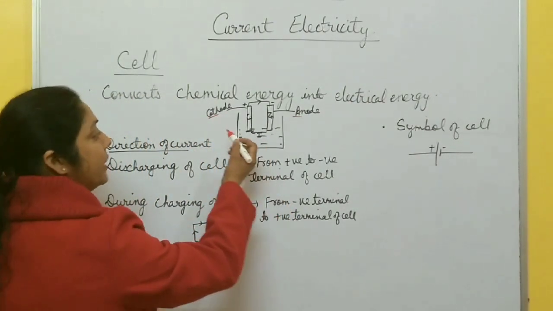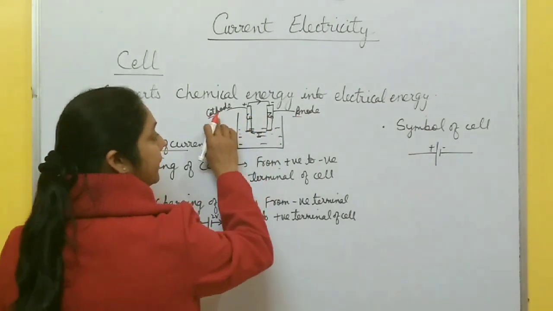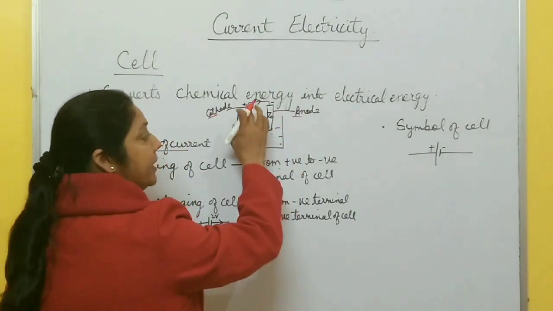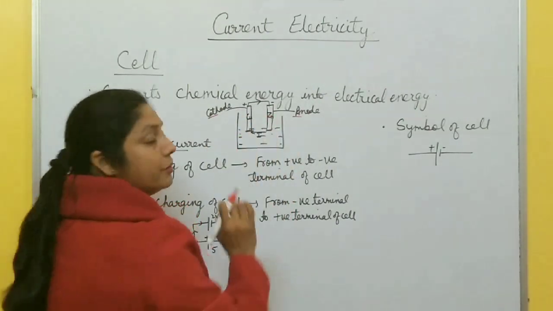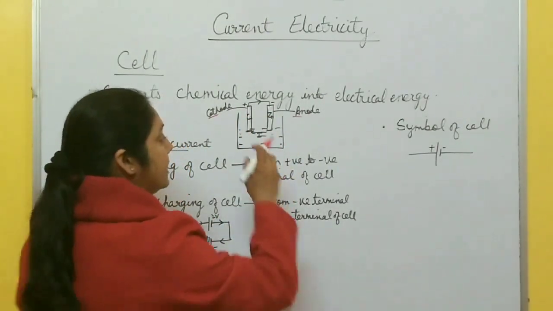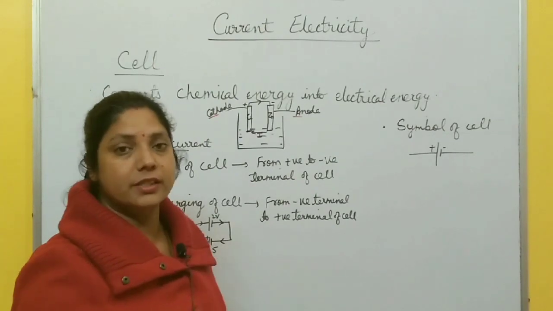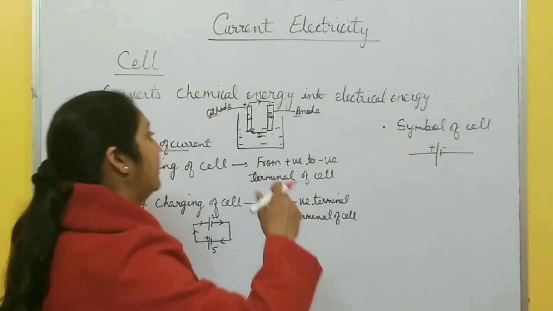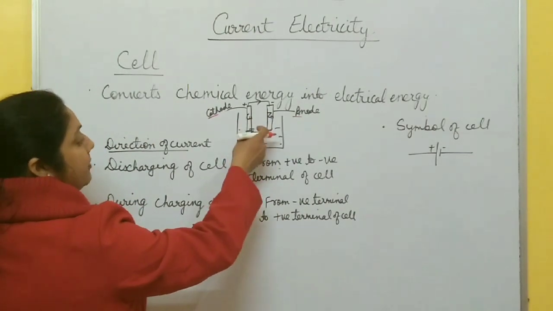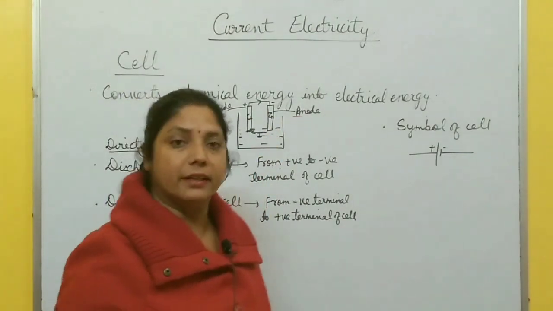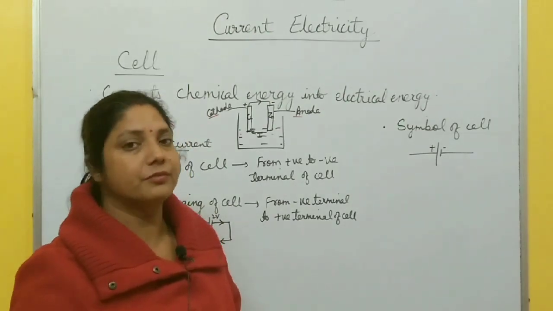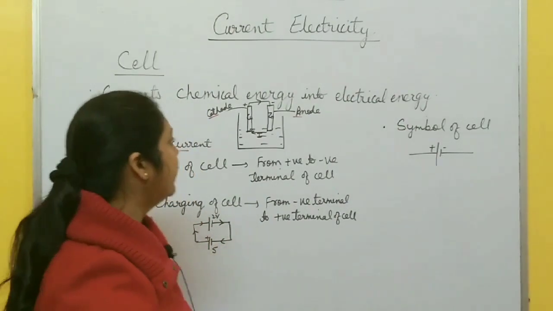A cell has 2 electrodes. One is cathode, another one is anode. Cathode is made up of copper, it is positive, and anode is made up of zinc, it is negative. Inside the cell, electrolytic solution is there and chemical reactions take place inside the cell, and this converts chemical energy into electrical energy, which is used in the circuits for current flow, conversion of chemical energy into electrical energy, right?